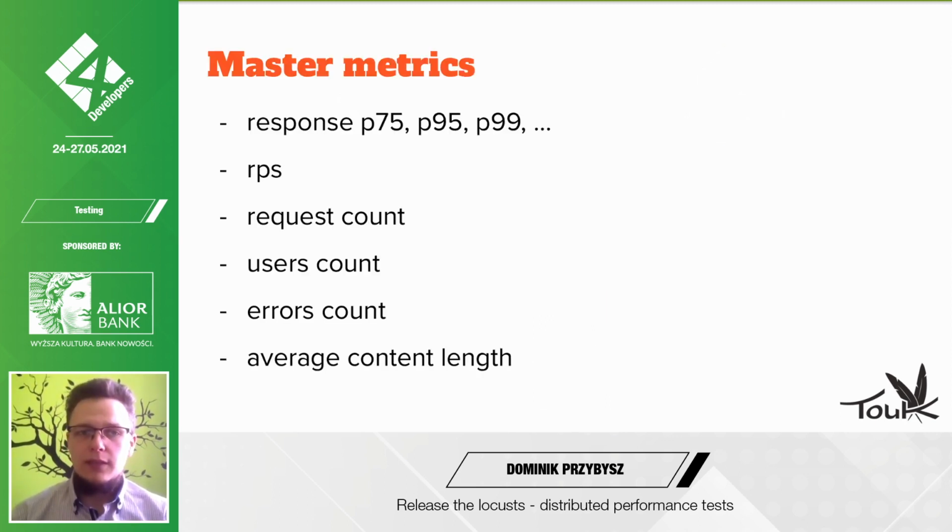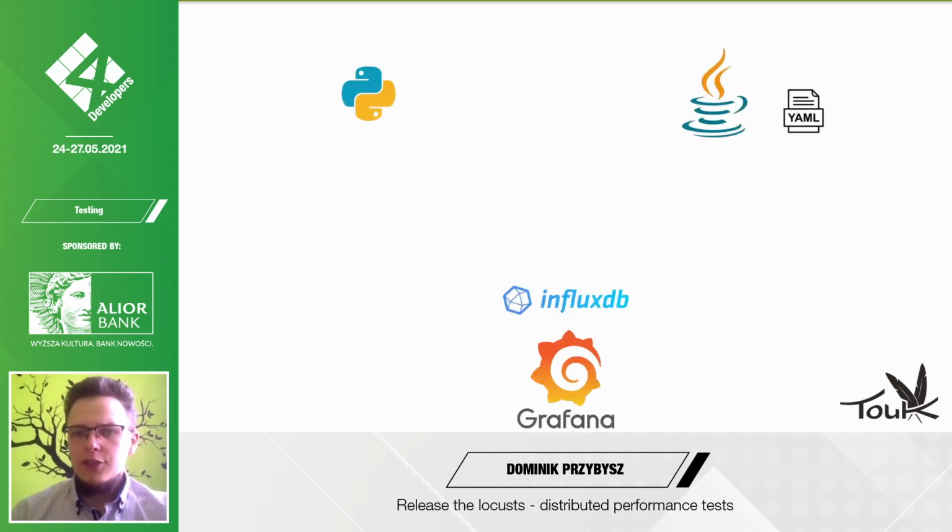Such metrics were response percentage, RPS, request count, user count, errors count, average content length. These are the statistics available and calculated by master, gathered and aggregated from all the connected workers. But in the situation when we run a distributed test, performance test, or even any other performance test, we have to look at how our workers and their machines look like.